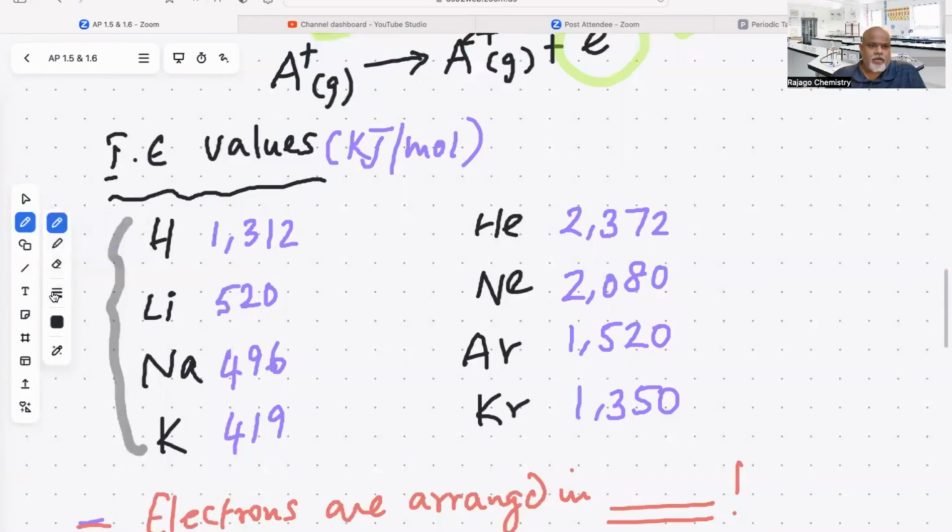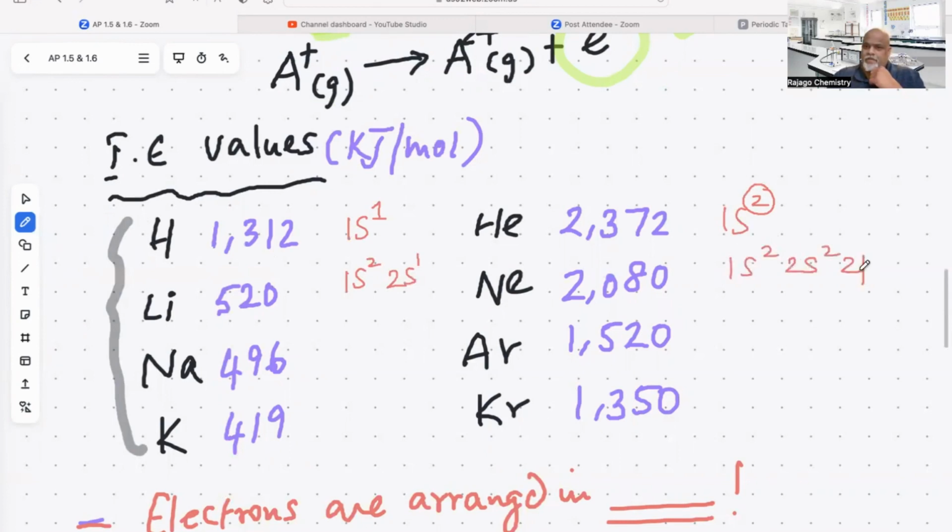Now, when you look at the electronic configuration, it looks like this. Hydrogen is 1s1, helium is 1s2, so this is filled. Lithium is 1s2 2s1. Neon is 1s2 2s2 2p6, and this is also full. Sodium is 1s2 2s2 2p6 3s1.